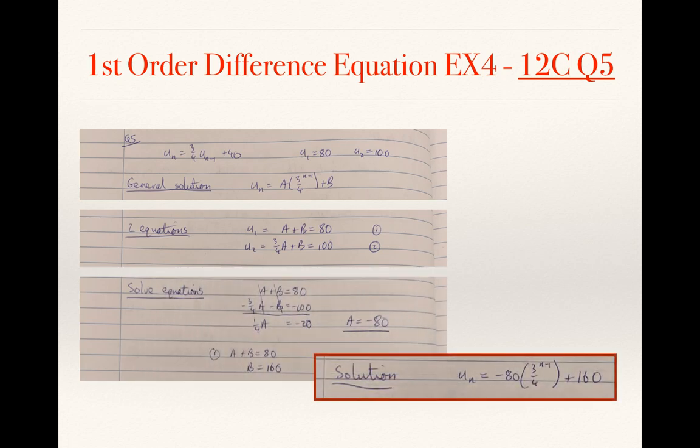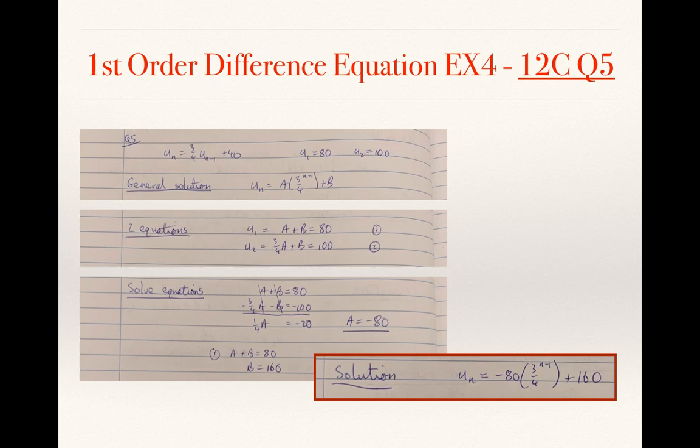That's the first part. Now, with that question, we are asked for the 10th term, which should be straightforward. The first term is u of 1, so the 10th term would be u of 10. We're asked in part D for the steady state value. That should be straightforward as well. Let n equal infinity, and you should get minus 80 multiplied by 0 plus 160. So the answer should be 160.